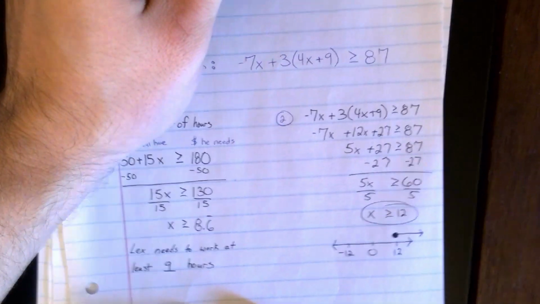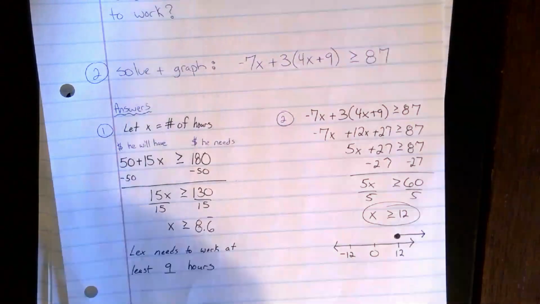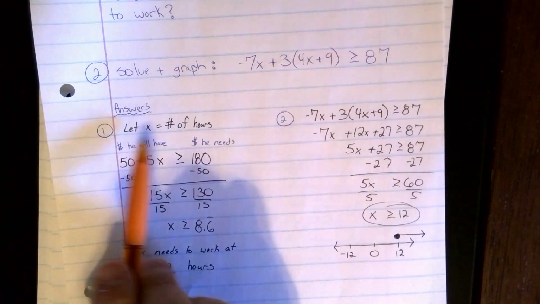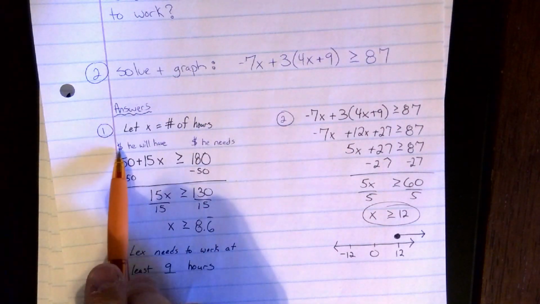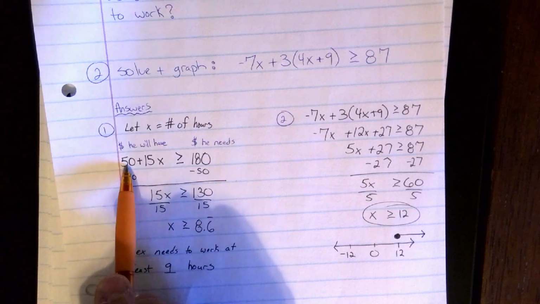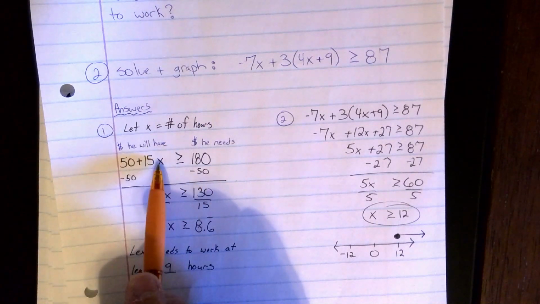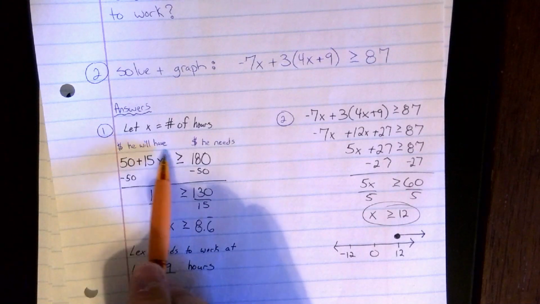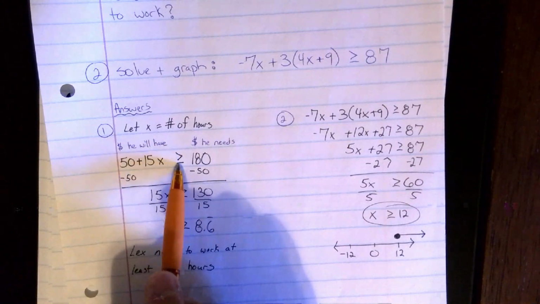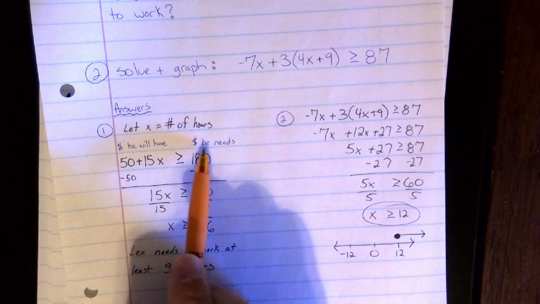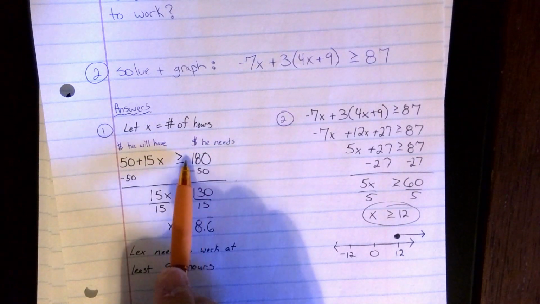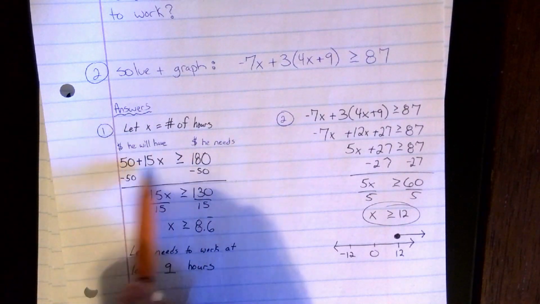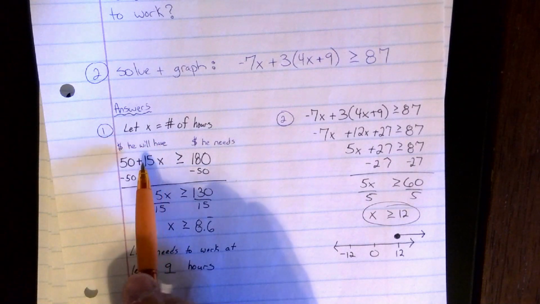Here are the answers to the two problems. Let statement would be let X equal the number of hours. So this is the money he will have after working. He has the $50 plus 15 times however many hours he works, because he makes $15 for every hour he works. And the money he has needs to be greater than or equal to the money that he needs for the gym membership, $180. He wants to have more than $180, or at least $180, so he can afford his gym membership.